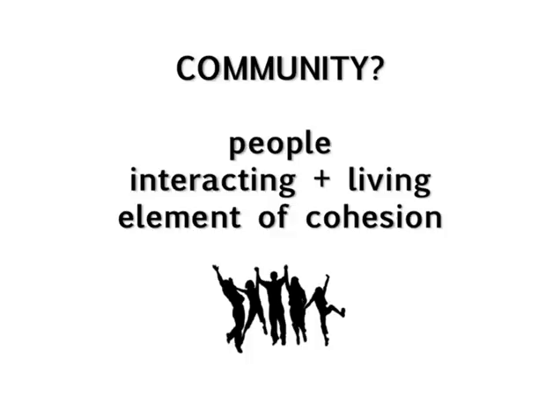What is a community? There are virtually three parts. First, to form a community, there has to be people. Second, those people need to be interacting and living together in some way. Third, there must be some element of cohesion, either social or in support of a common goal.